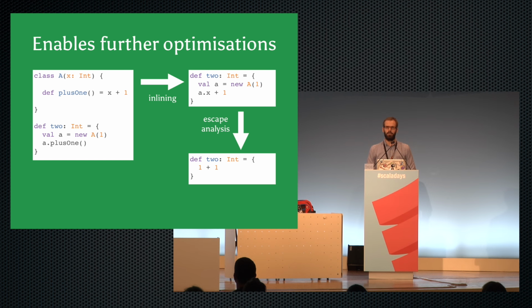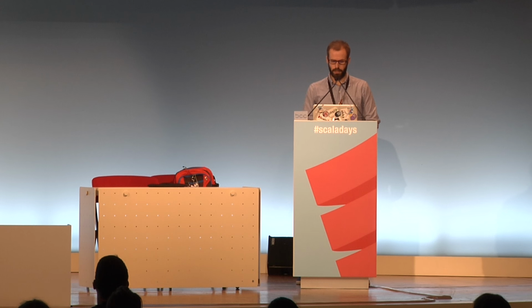And then the other benefit of inlining, as I explained before, is that it enables more optimizations to be done later. So we have a look at this example. We have a class A that has an int field x, and it has a method plus1 that adds 1 to x. Then we have a function that creates a new A and calls the plus1 method on it. So step 1, we do an inlining. We inline the plus1 and replace it with the body, which is a.x + 1.